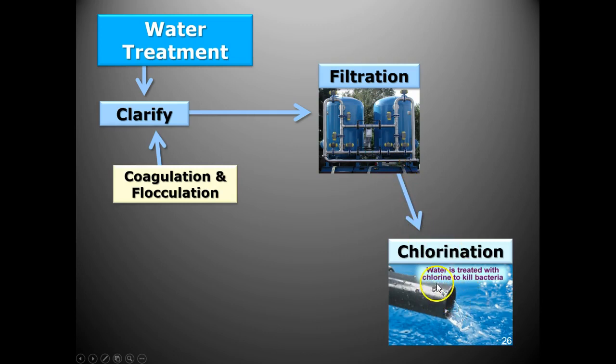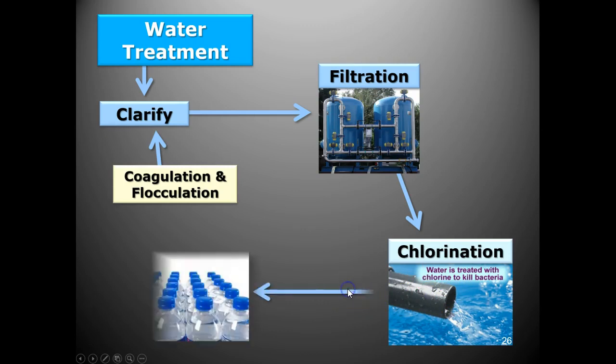Now, some places will also use UV light just before they're discharging the water. The treatment plant at Lane uses a UV light as its final step before the water is discharged, but that's wastewater treatment there. It's not water for drinking, but you can sterilize drinking water using UV light.